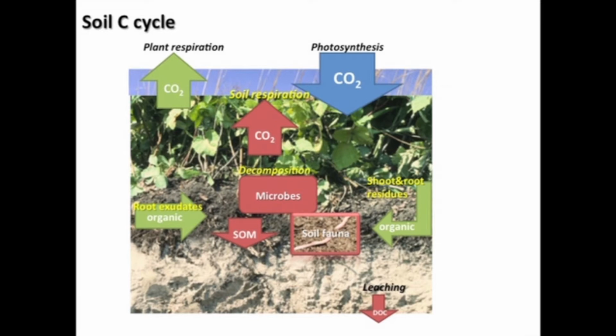Then what happens with the rest is, as the plant keeps growing, some of that produced organic material goes into the soil as plant root exudates. And as plants die, that organic material goes back to soil as shoot and root residues. What happens with that material in the soil is that it becomes decomposed, some by soil fauna and most of it by myriads of microbes living in the soil.